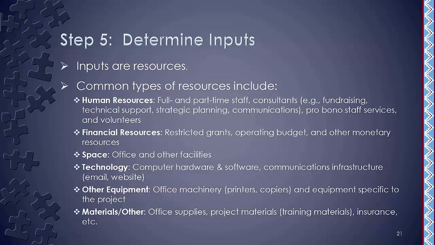Other equipment, well, it's really not equipment unless it's over $5,000, but other materials you're going to need, such as office machinery, printers, copiers, or equipment that are specific to the project, backhoes, tractors, those kinds of things. Materials: other types of materials could be office supplies, project materials, insurance, mileage, fuel, vehicle maintenance, all kinds of things.